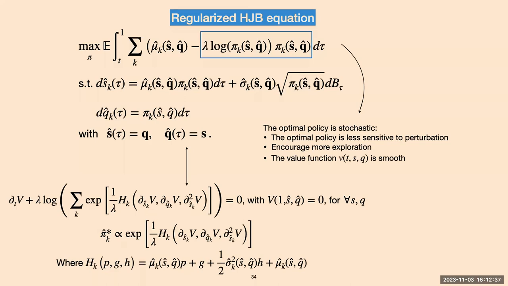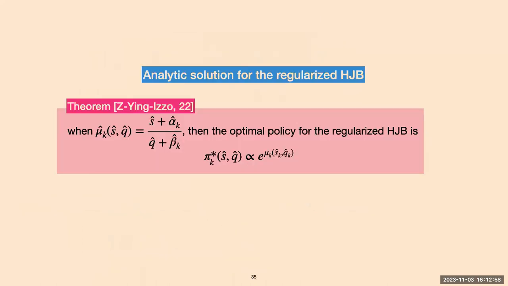The advantage of this framework is that you always have a stochastic policy, so it's less sensitive to perturbation. Second, it encourages more exploration, so even if you have a bad prior measure, you will have a better expected regret. Third, the value function V, the solution to this PDE, is smooth, so it's easier to approximate. And for the previous two special cases, the Bernoulli and the normal distribution, we can also have the exact solution explicitly.